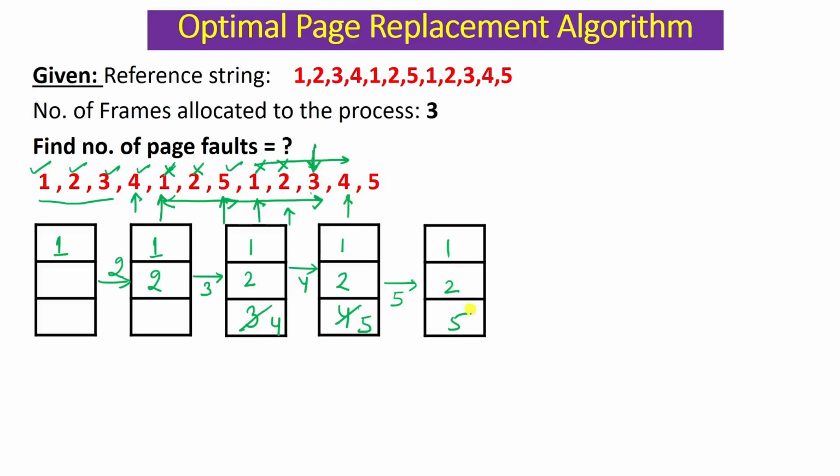Okay, and 4 is not here. So I will not take that page into consideration. Simple. Now next page is 5. So here you can see 5 is here.